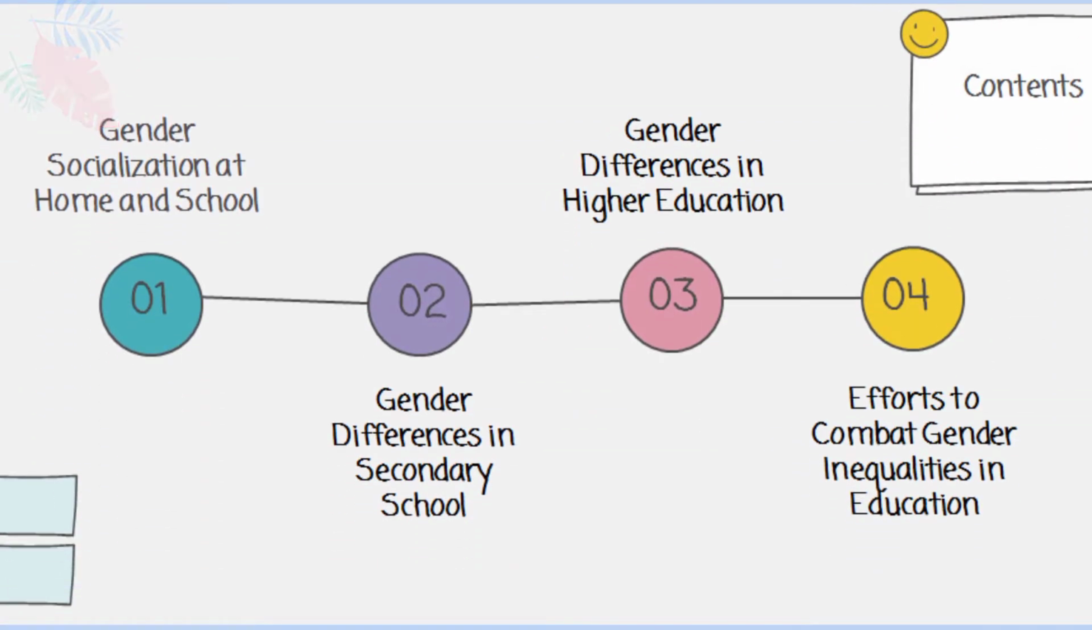In this topic, we have four chapters. The first is gender socialization at home and school. The second, gender differences in secondary school. The third, gender differences in higher education. And the last, efforts to combat gender inequalities in education.